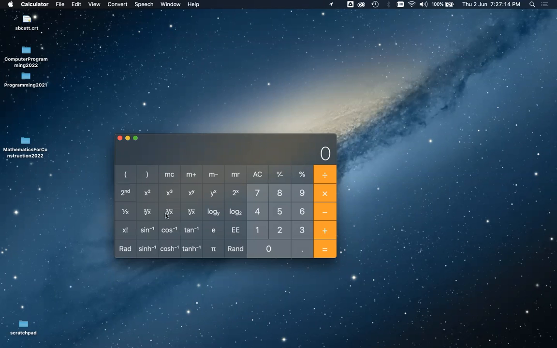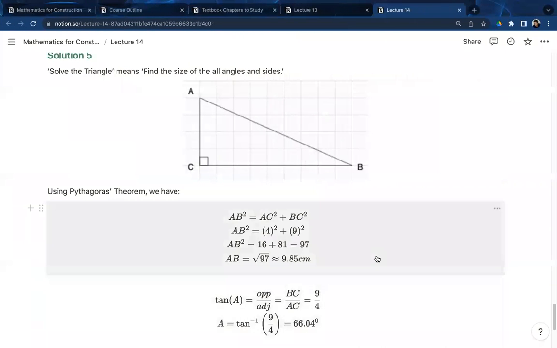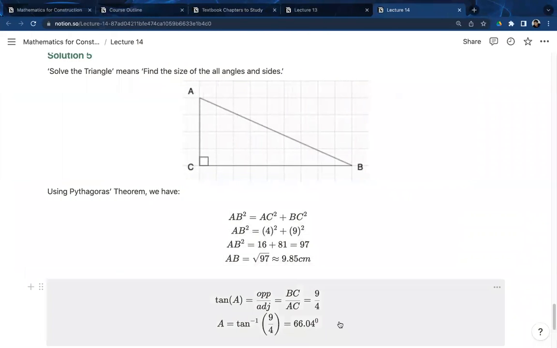Second function. 9 divided by 4 equals, and then inverse tangent to that, 66.03. Well, 037, so that's 66.040. That's how I get that value there. This is read as the angle A is the angle whose tangent is 9 over 4. Use a calculator for that.